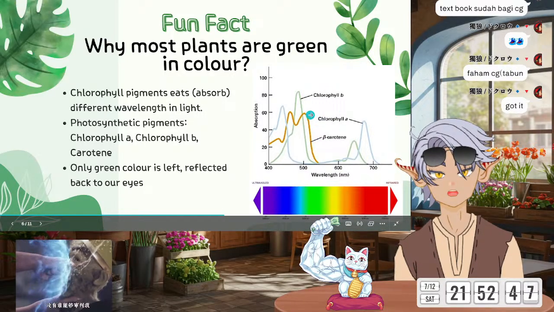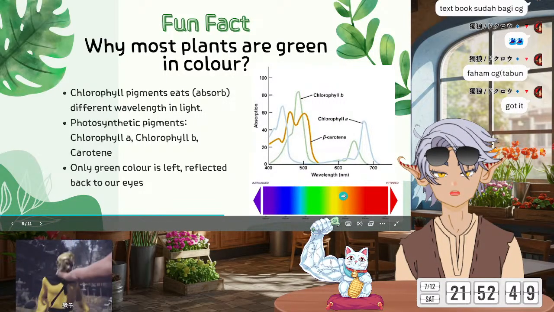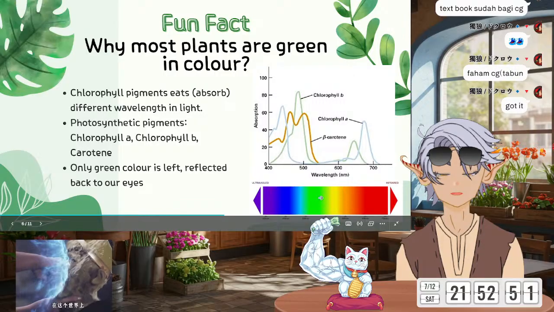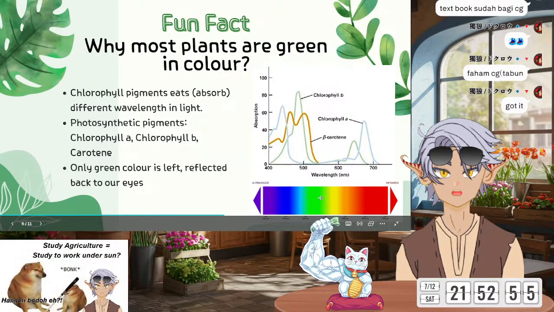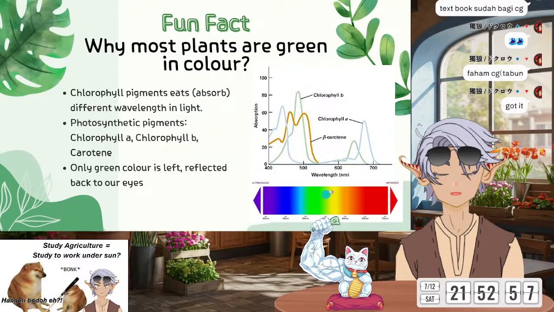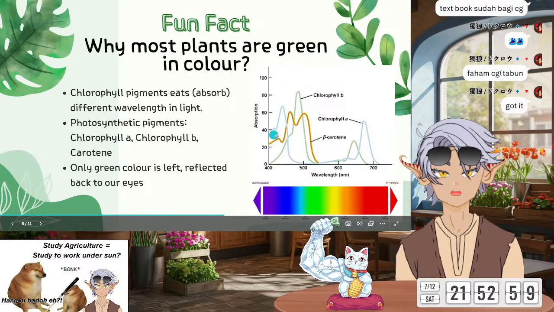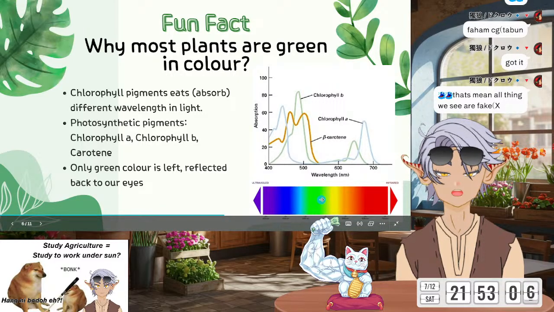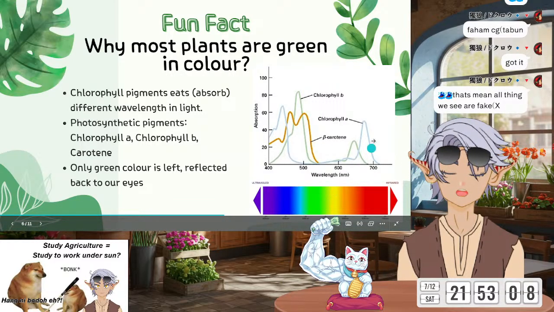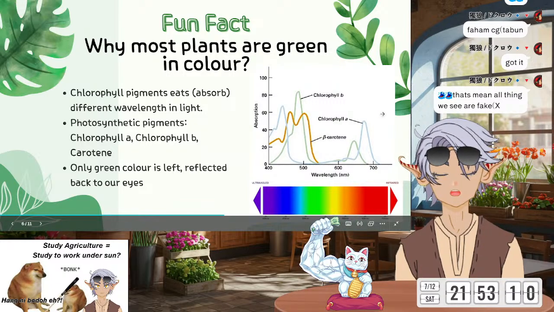So what is left is the middle part of the light spectrum. What is left is reflected back to our eye. Comparing this graph, the reflected back is green color. That's why the plants appear green.